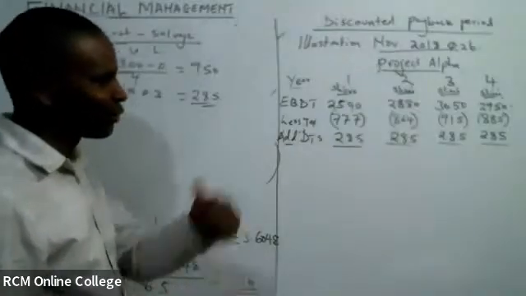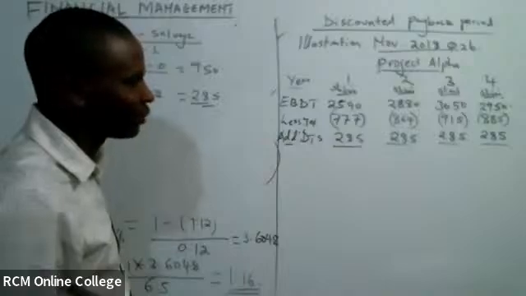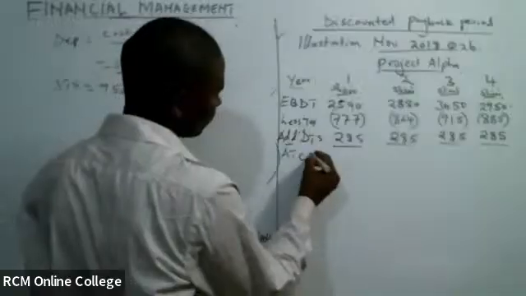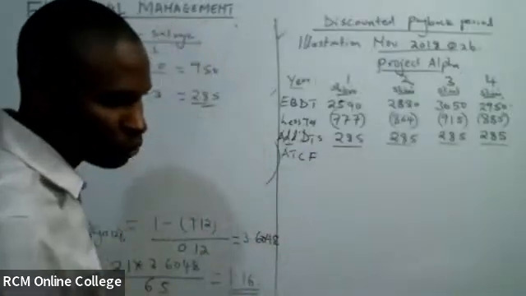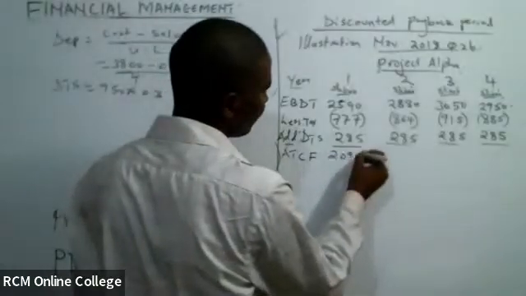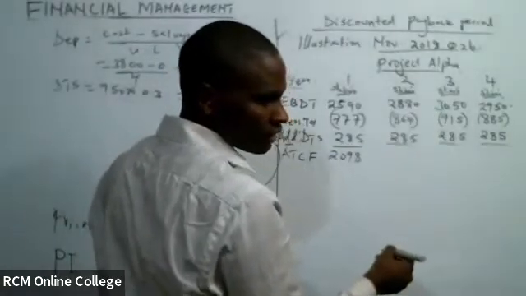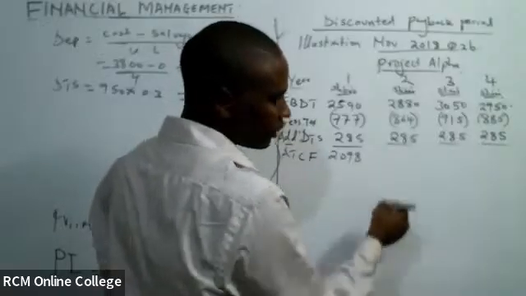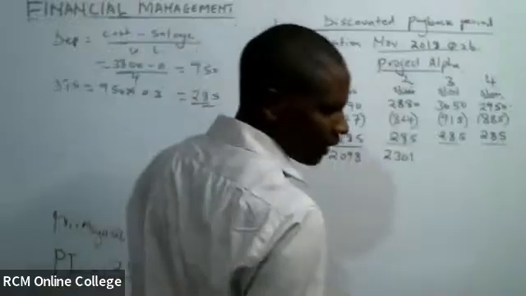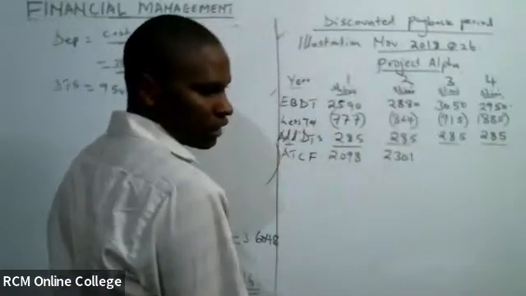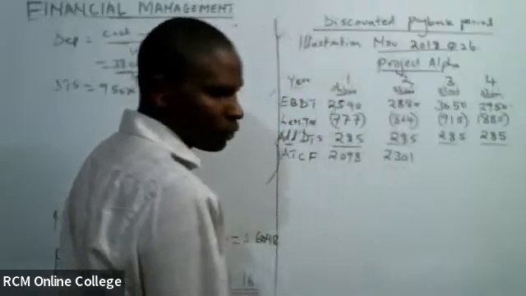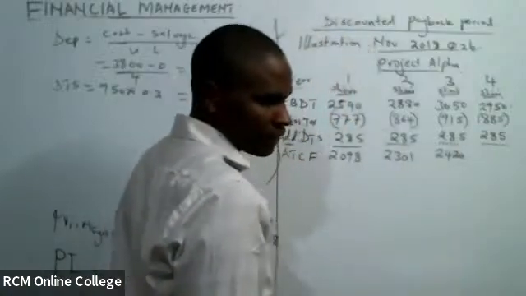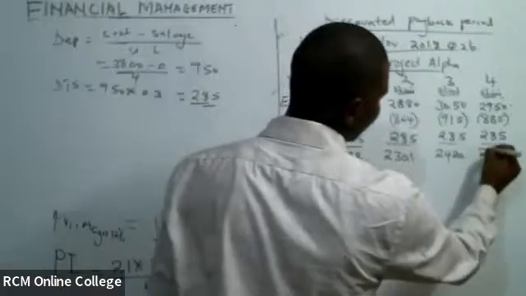Yes, that's true. So the first one, let's get our after-tax cash flow. Now we get ours: 2098. The second, third, fourth, like that. 2301. The third, the fourth. What is the third? 2420. And the last one is 2350.